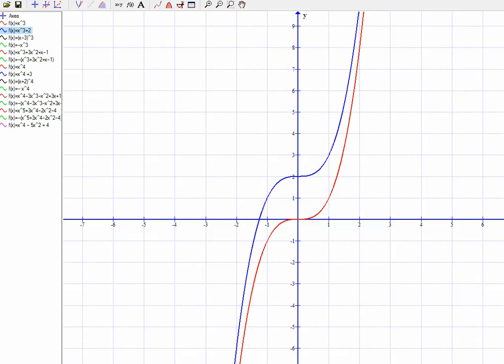Okay, there's the graph. It's up 2. I'm being sarcastic. I'm being facetious. It's up 2.